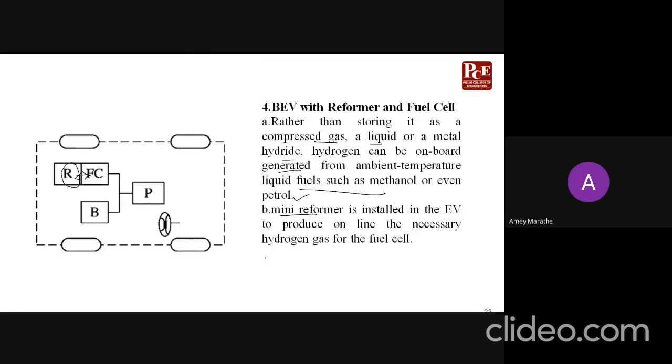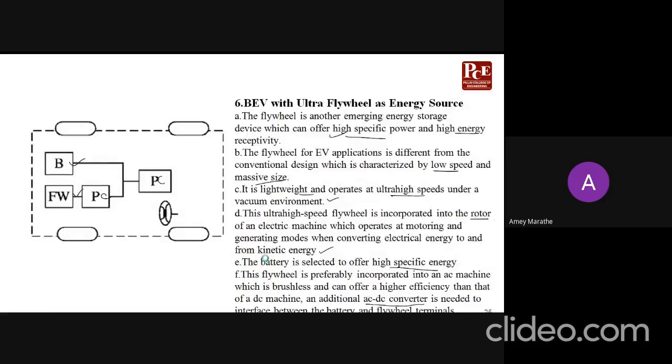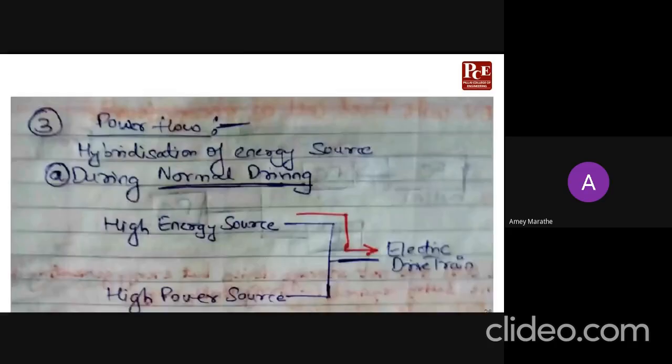If you don't want to store hydrogen on board, you can produce hydrogen with the help of a reformer. So this is one configuration. Another configuration is a battery with an ultra capacitor as an energy source. The ultra capacitor will give you high specific power and high energy receptivity. You will still require a battery for high specific energy or high energy density. And similarly, ultra flywheel as an energy source. So these are the different configurations which are possible. Let us see how the power flow will be.